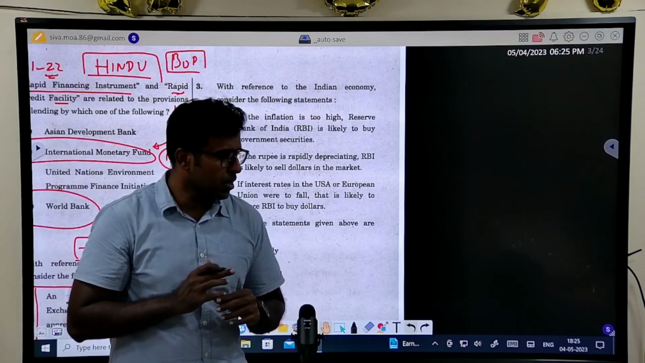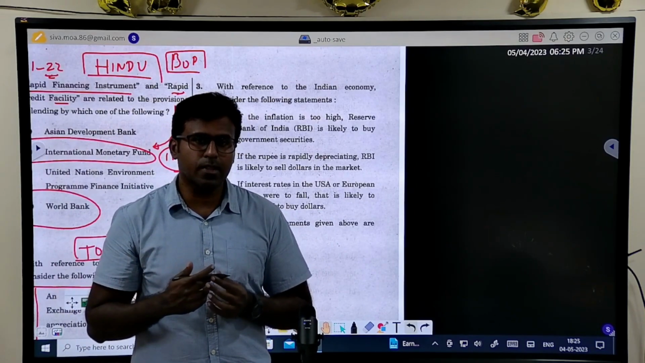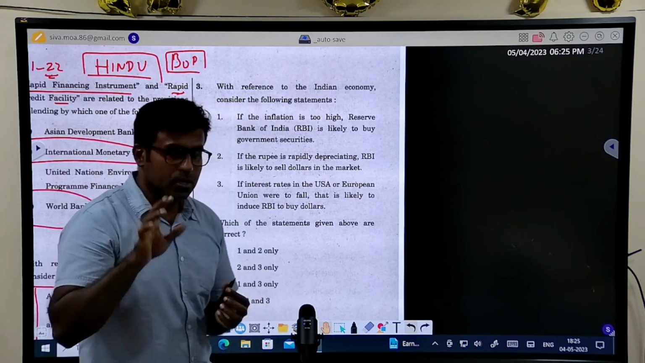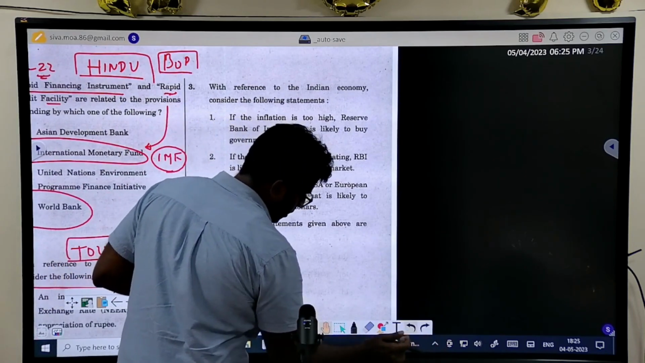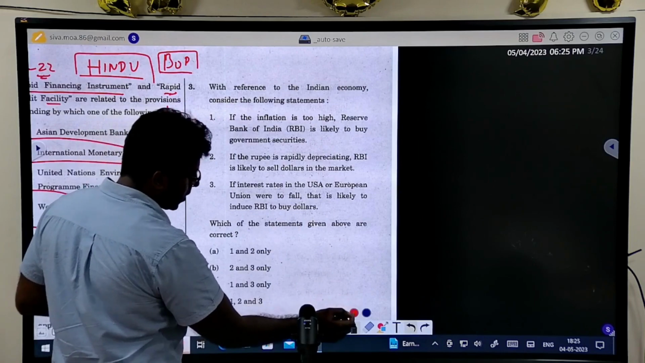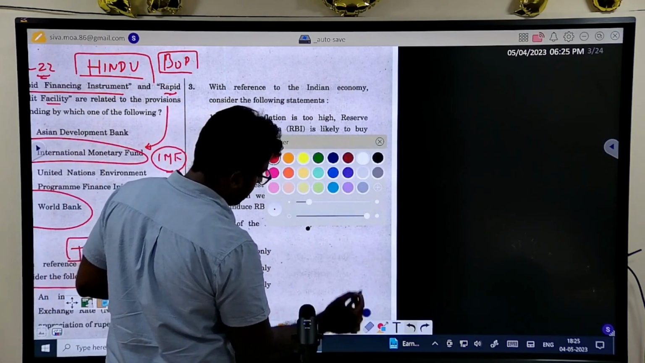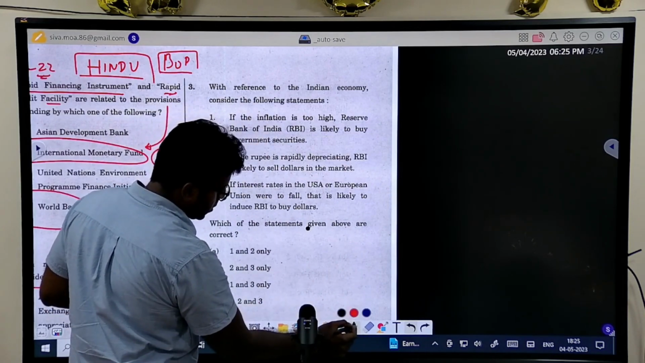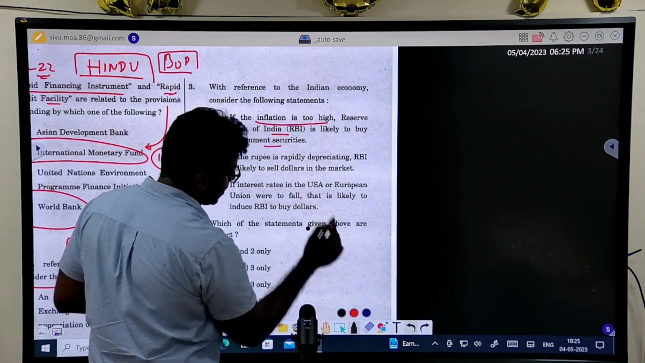Initially, just going by what you know is not going to work. Rather, you should think about what you can solve. What you can solve will be the most primary thing. In this question, this is a basic, easier question. Instead of going to the complicated question, one simple logic is: if inflation is too high, RBI sells securities. Take this question.